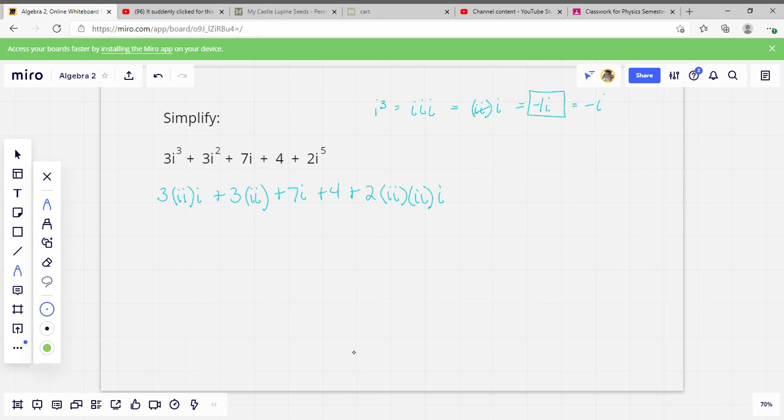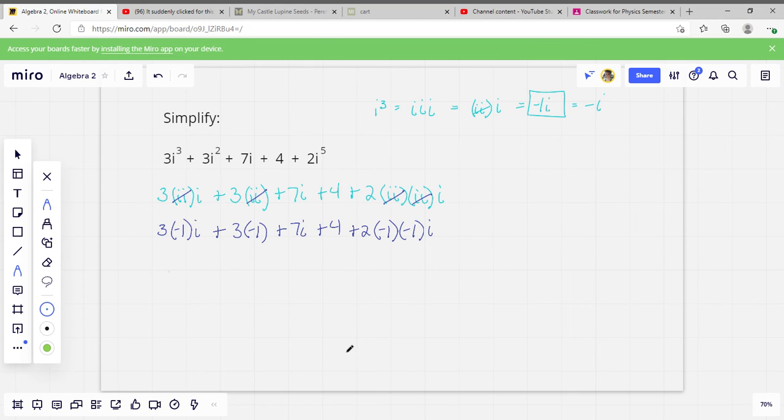All right, now every time we see two i's together, we're going to replace that with negative 1. So 3 right there will be times negative 1 times i plus another 3, and these two would make a negative 1 plus 7i plus 4 plus 2, and then these two together are going to make negative 1, and these two together are going to make negative 1, and then we have i. All right, now we're going to multiply those out.